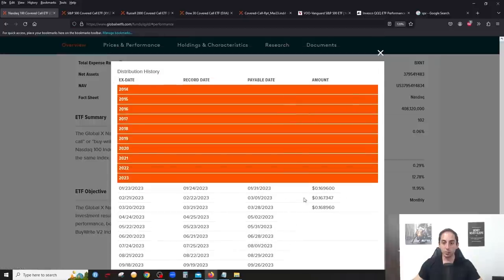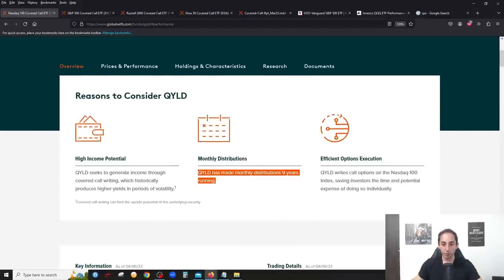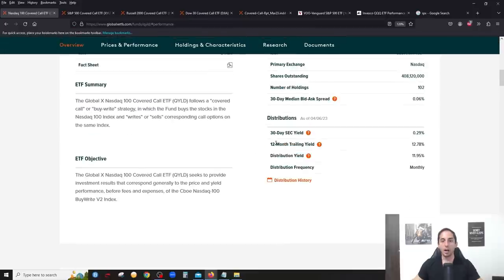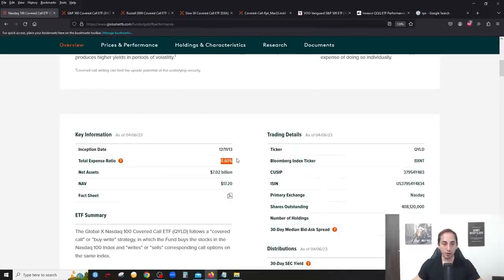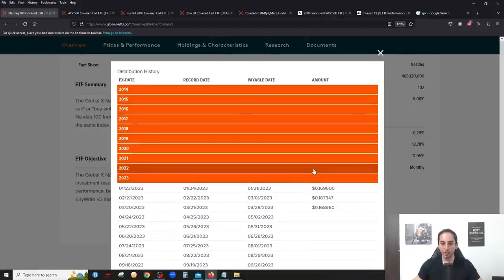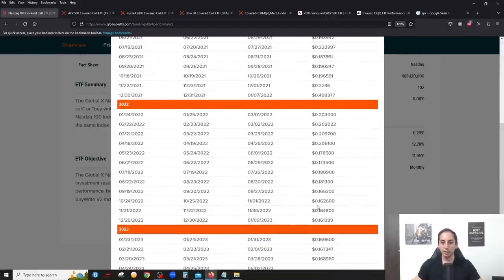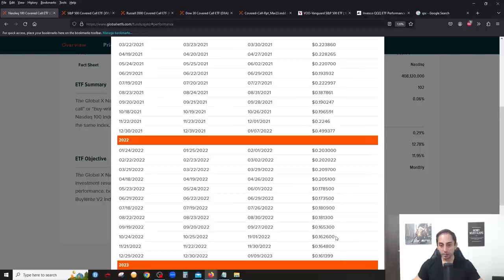So if you click on distribution history, for example, we'll look at QYLD. It's been giving monthly distributions for 9 years running. All management fees, all MERs for all four of these are 0.60, by the way. So if you look at the distribution history, you could actually see every single monthly dividend. Now you'll see that they're different every month.